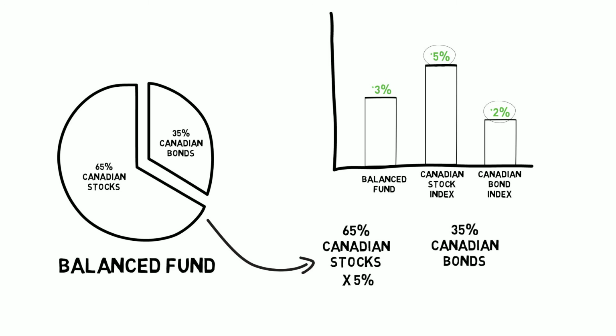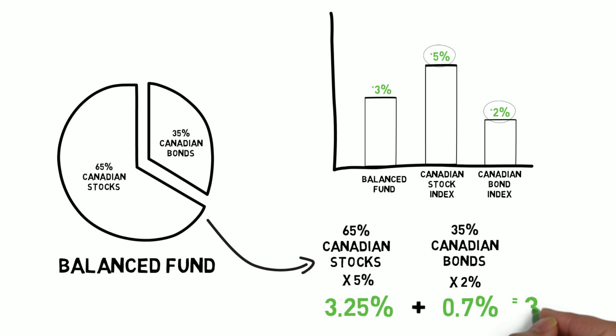65% times 5% is 3.25%, and 35% times 2% is 0.7%. Added together, we get 3.95%. Since our balanced fund had a return of 3%, that means we underperformed our custom benchmark by 0.95% for that year.